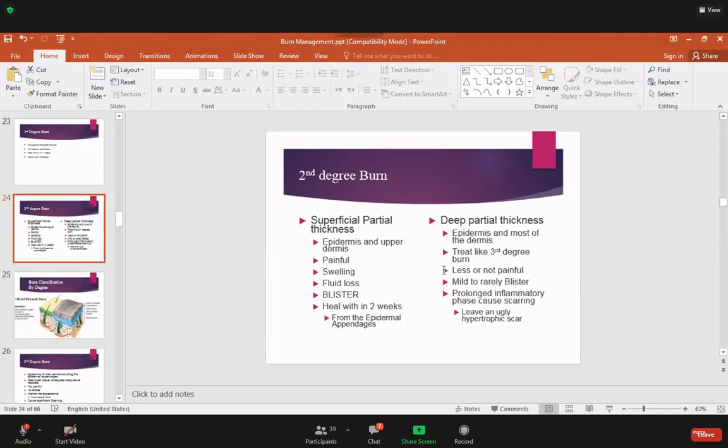So how do you differentiate a patient who presents with a burn injury, a superficial partial thickness burn or a deep partial thickness burn? In the history, first you will ask the patient, do you have pain? Or the patient will tell you, I don't have pain. Then you will look at the swelling. If there is scalding, if there is blistering, that is a superficial thickness. If there is no scalding or blistering, it is a deep thickness.